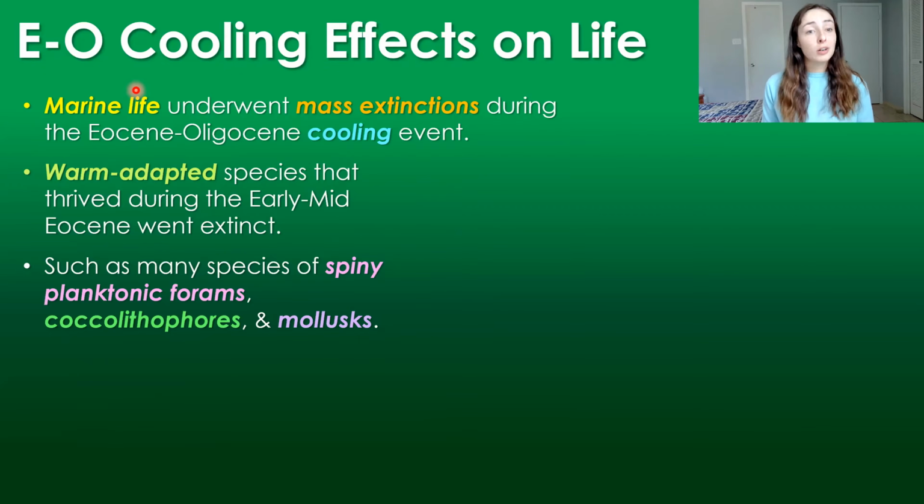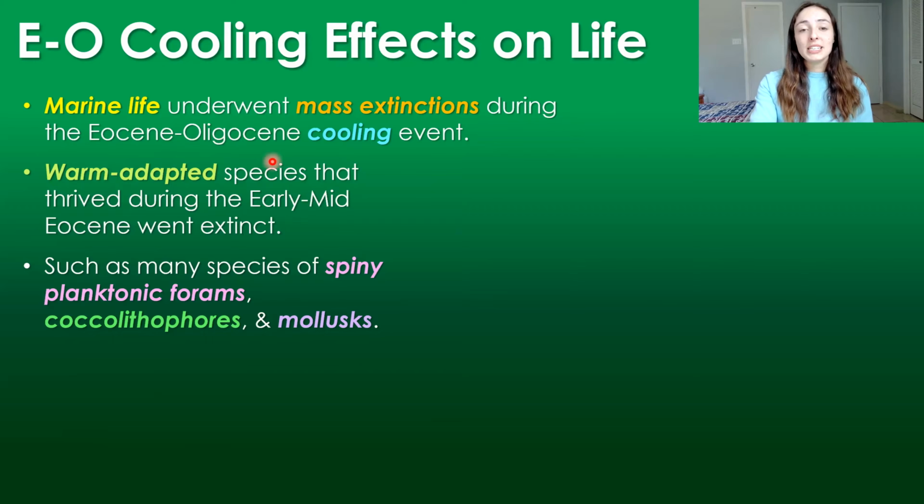Abrupt cooling events can also lead to major extinctions. Many species became extinct due to the first two stages of cooling in the Eocene, but the major mass extinction event wasn't until the Eocene-Oligocene cooling event at the boundary. Marine life was especially hit hard during this cooling event because, again, ocean temperatures and circulation was pretty much changed forever, at least forever till the modern day.